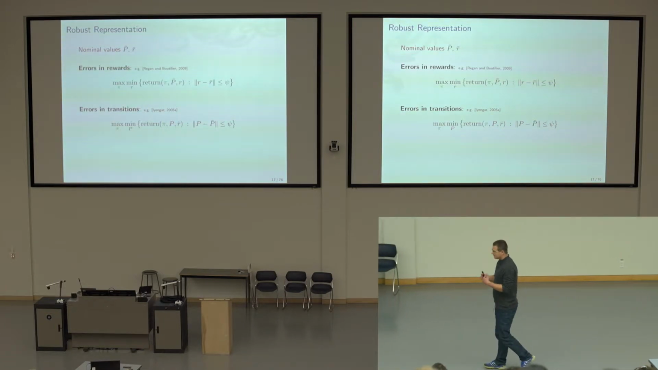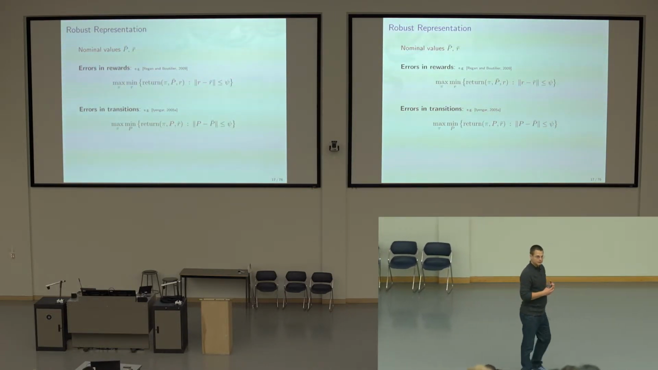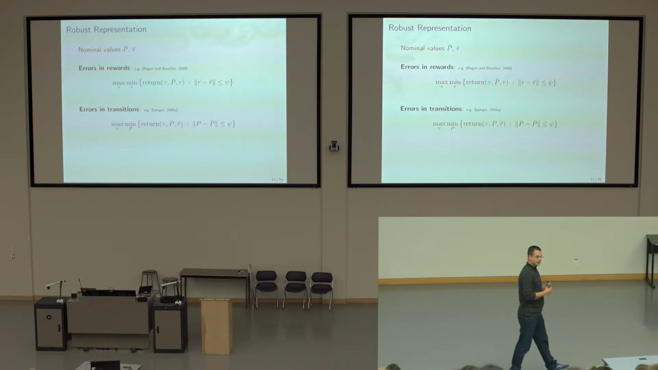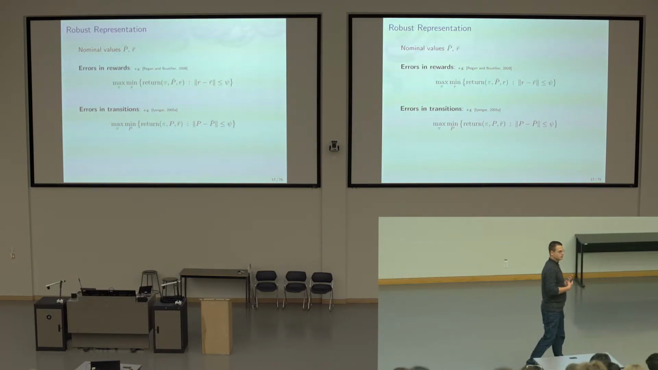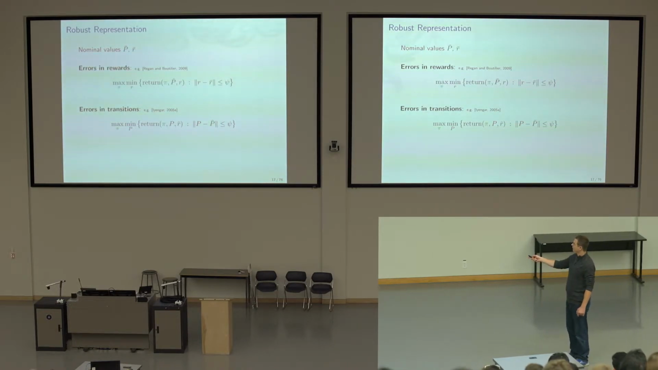All right, so let's break down this problem into two subproblems. So we could be trying to be robust with respect to the rewards. The rewards are uncertain. There's this upper optimization problem. We can try to be robust with respect to transition probabilities.